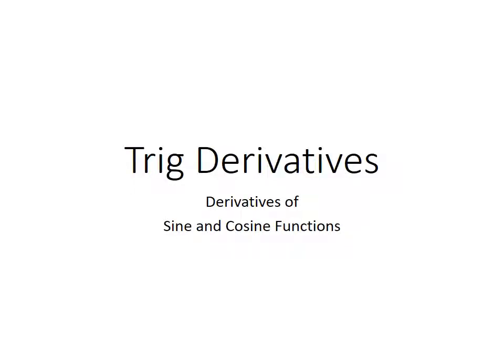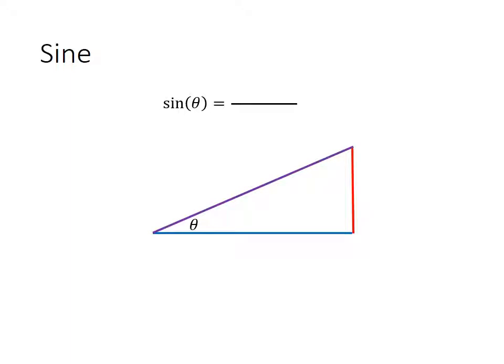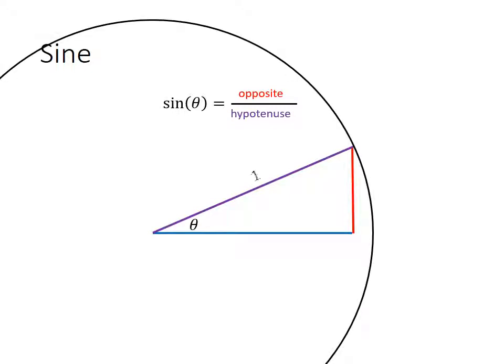In this video, I'll show you how to find derivative functions for sine and cosine functions. We usually start thinking about sine as a ratio in a right triangle. Specifically, sine of theta is the ratio of the length of the side opposite theta to the length of the hypotenuse. To simplify things, we usually imagine that the triangle is embedded in a circle that has radius 1. And this makes the hypotenuse have length 1.